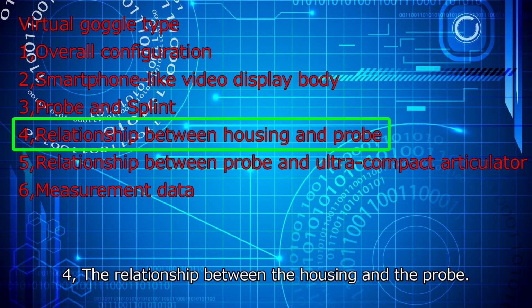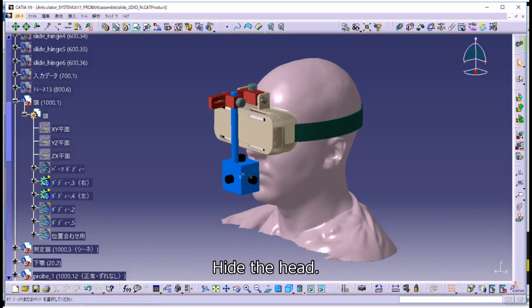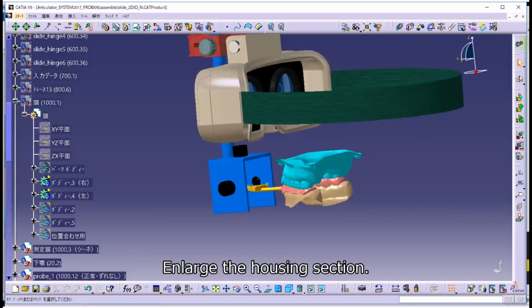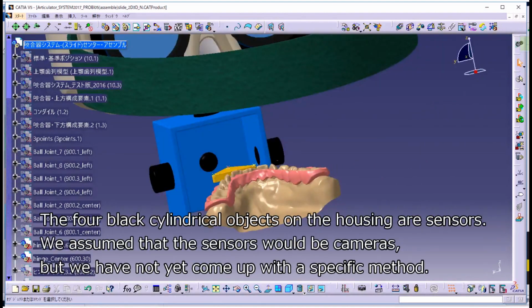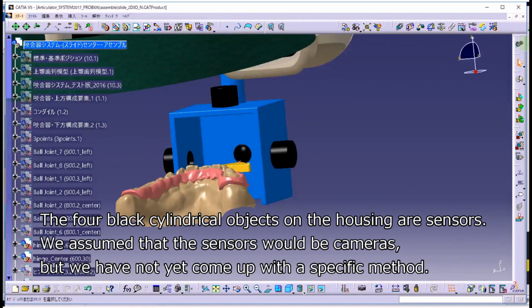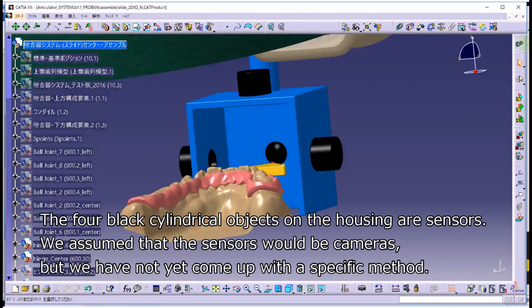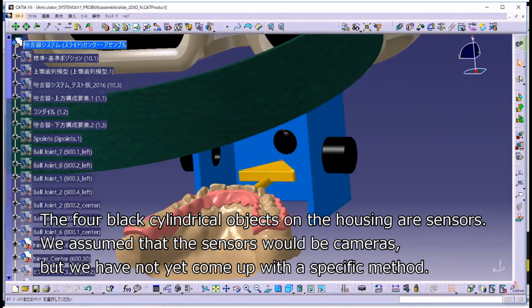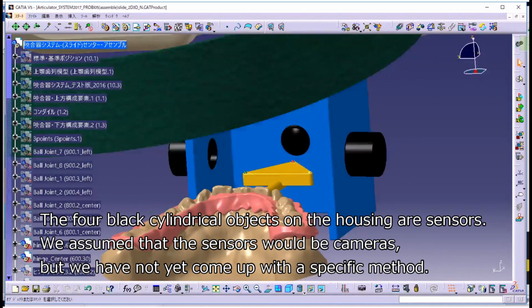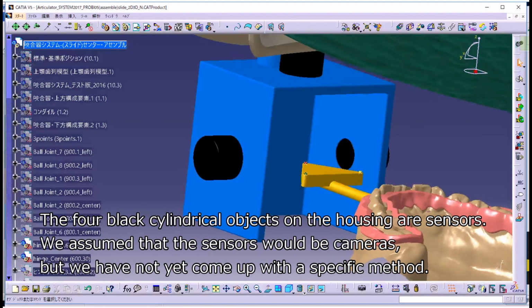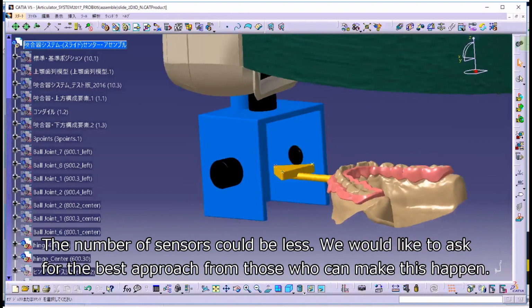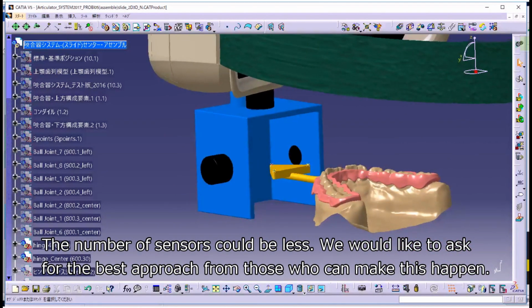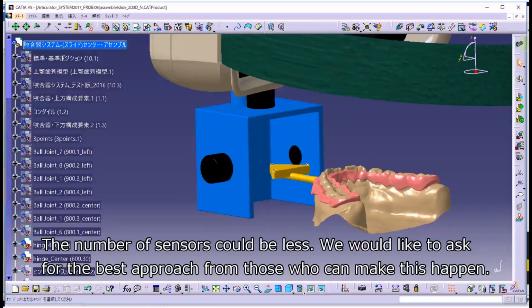4. The relationship between the housing and the probe. Hide the head. Enlarge the housing section. Hide the maxillary model. The 4 black cylindrical objects on the housing are sensors. We assumed that the sensors would be cameras, but we have not yet come up with a specific method. The number of sensors could be less. We would like to ask for the best approach from those who can make this happen.